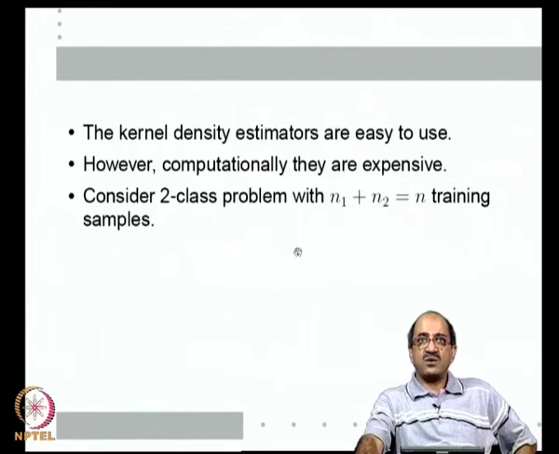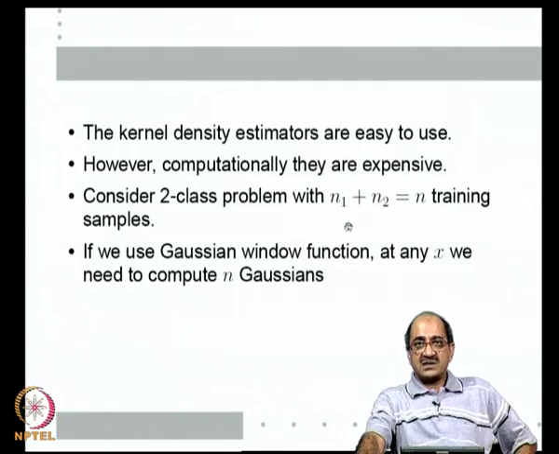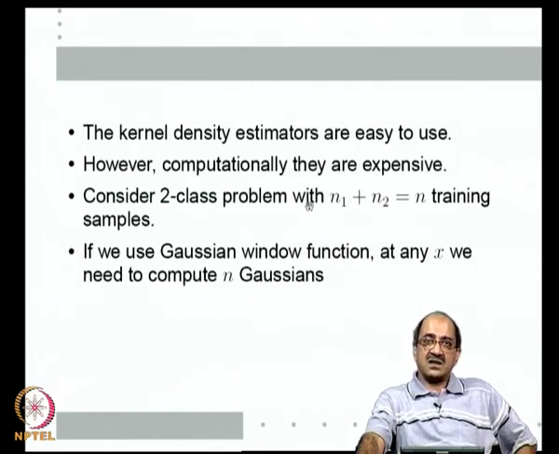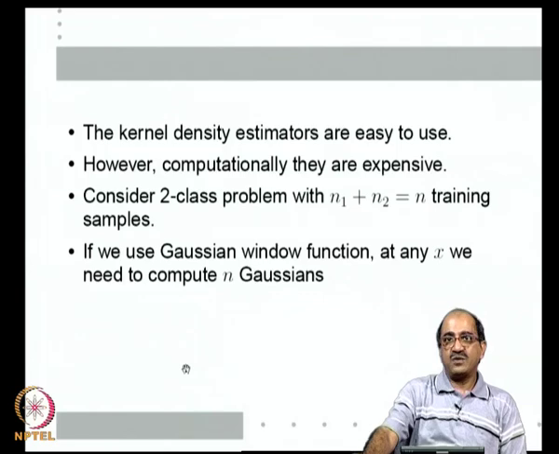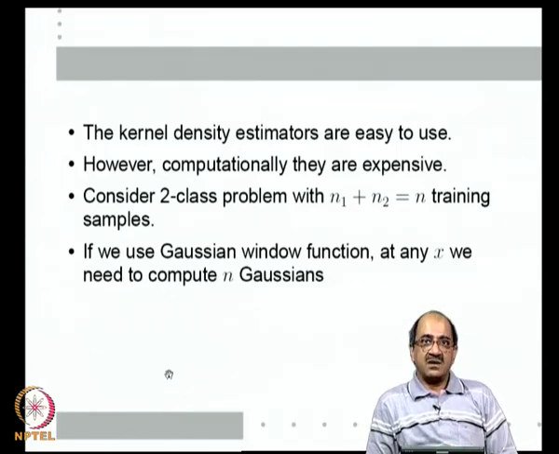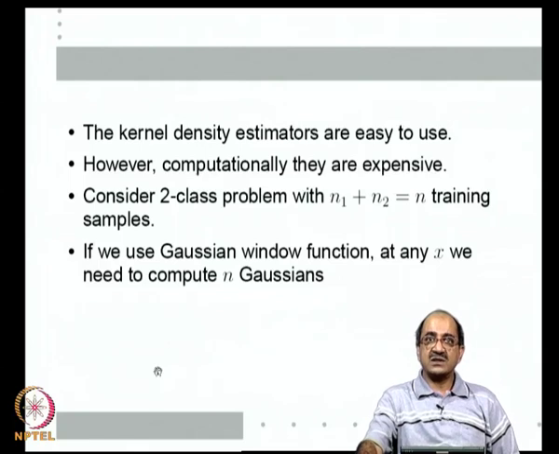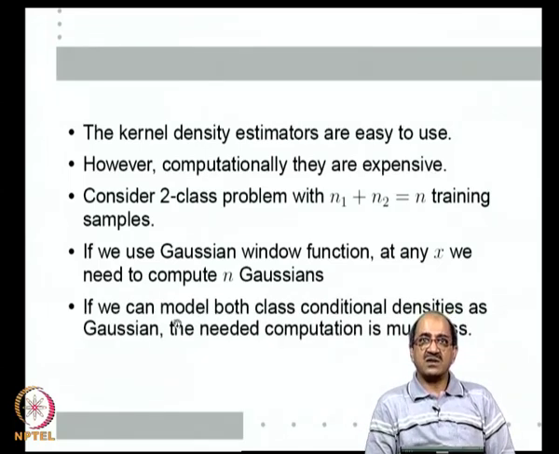In particular, if I have a two class problem with n1 data samples from one class and n2 data samples from the other class, then to compute the class 1 class conditional density, I need to do n1 phi computations, and similarly for the class 2 density I need to do n2 phi computations. So, if we use a Gaussian window function, at any given x we need to compute n Gaussians. On the other hand, if it is feasible to assume that the class conditional densities are Gaussian, then the computation is very simple. If we can model both class conditional densities as Gaussian, the needed computation is much less. We need to compute only 2 Gaussians.